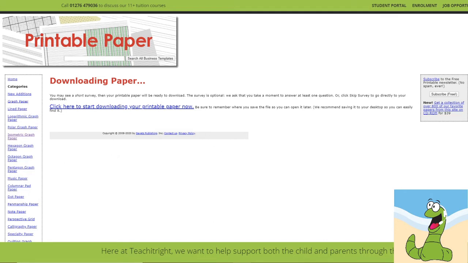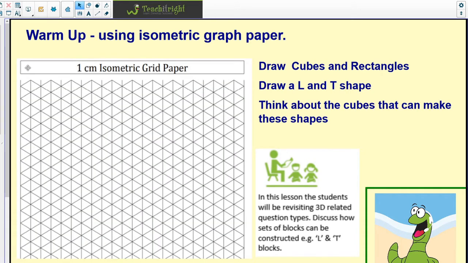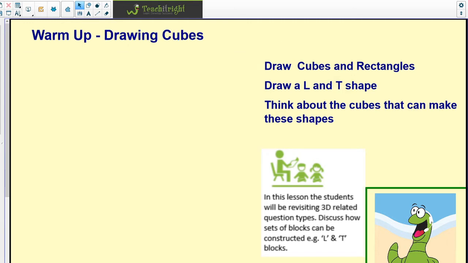So I'm going to swap back to my view now. Any of these will work, but also I just want to show you, you can absolutely do this without. So if you're able to pause the video now and get someone to help you get some graph paper, fantastic. If not, don't worry, we'll move on to the second half, which shows you how to do it without. Essentially, the same warm-up, drawing cubes. You could just do this with a blank piece of paper, although I do like the isometric graph paper because I think it really helps keep those lines crisp and clear.